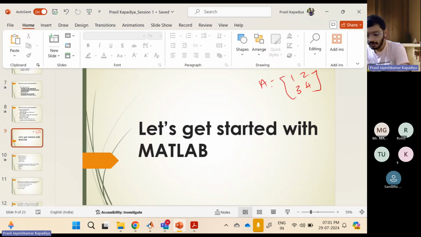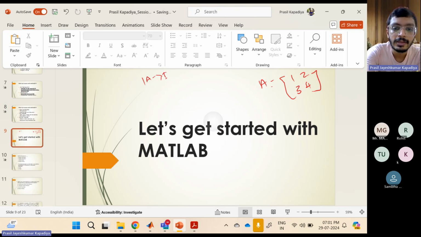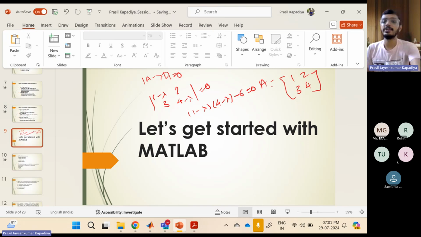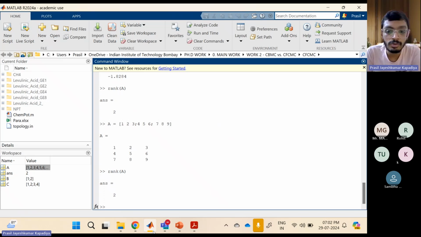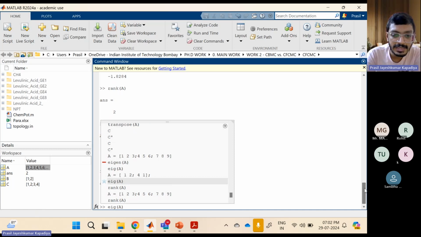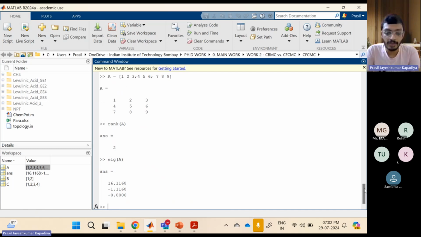eigenvalue part, how do we calculate eigenvalues? No one is saying anything. So we can calculate determinant of A minus lambda I is equal to 0. Let's say my matrix is 1, 2, 3, 4. So I will write 1 minus lambda, 2, 3, 4 minus lambda is equal to 0. And I will solve this determinant: 1 minus lambda times 4 minus lambda minus 6 is equal to 0. When I solve this equation, I can get eigenvalues. But in MATLAB, we don't need to do anything like that. We can directly use the EIG function, EIG of A, and it will directly give you the eigenvalues of a particular matrix.